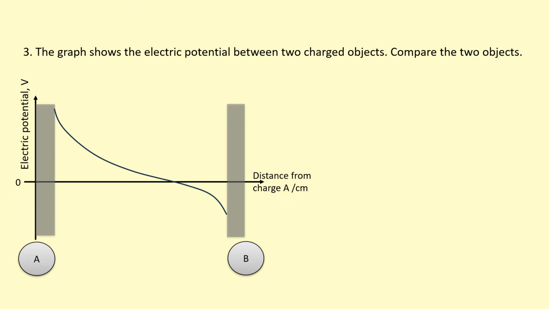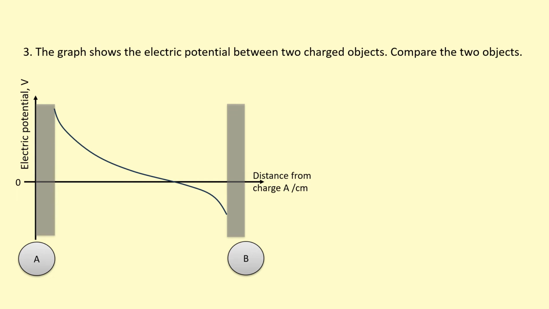We know that object A, had it been on its own, would have had an electric potential pattern that looks a bit like this, because based on the equation of potential, potential is inversely proportional to distance. The graph looks a bit like this, while for charge B it would have looked a bit like this. Okay, and together when they add up, they gave us this pattern.